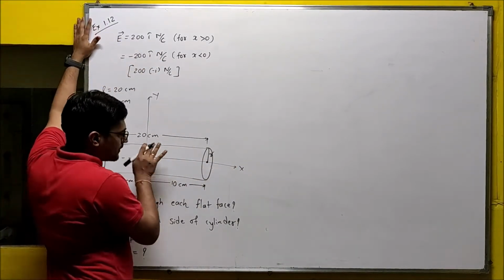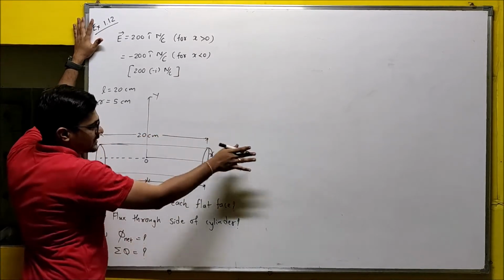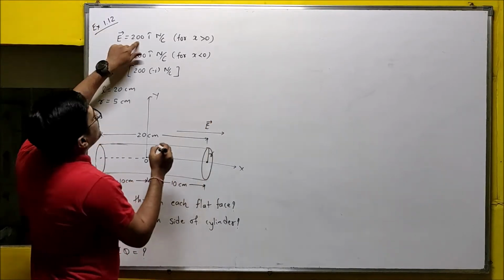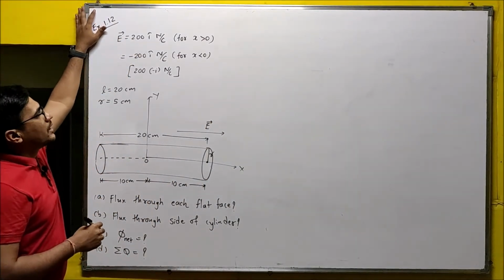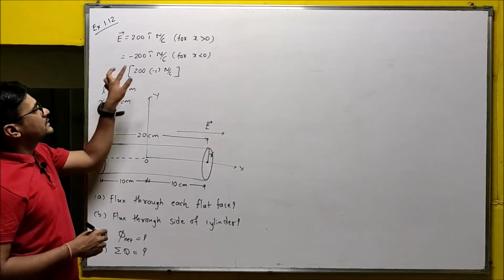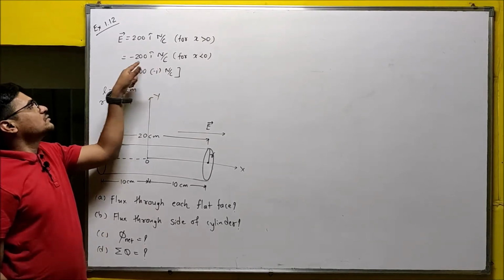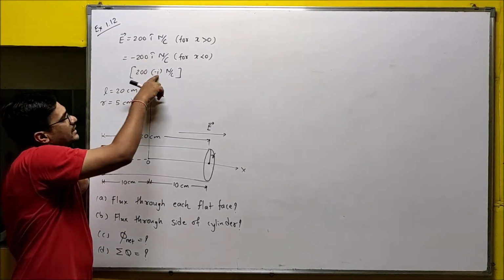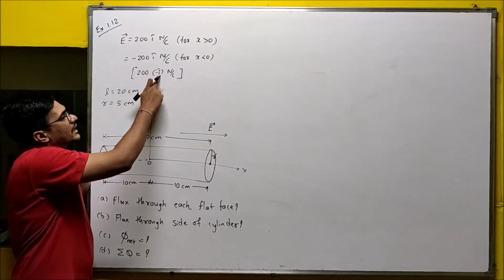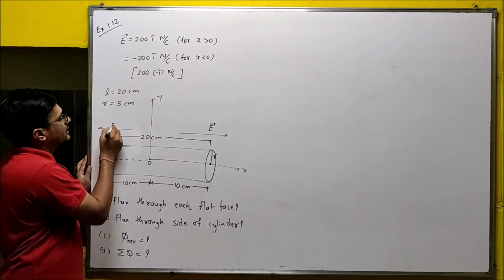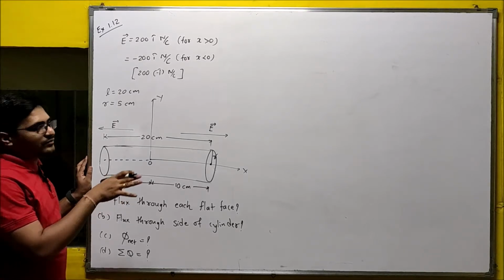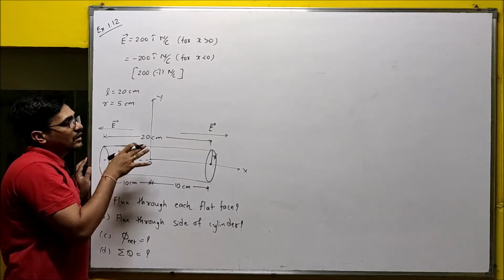So the electric field on the positive x axis is in the positive x direction with magnitude 200 Newton per Coulomb. And for x less than 0, meaning the negative x axis, it is minus 200 I cap. Minus I cap indicates that the direction of the electric field is in the negative x direction, with magnitude 200 Newton per Coulomb. So the intensity is the same on both sides, but the directions are opposite.